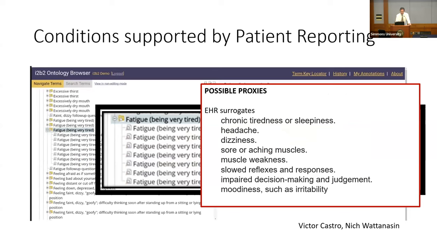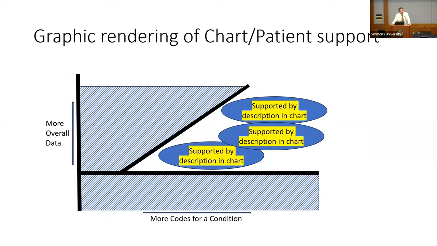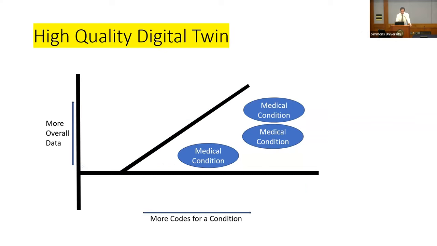And so now, getting back to our graph, we're only going to hold on to those conditions that are supported by evidence in the chart, right? So there has to be enough data on the patient. Computed phenotypes have to show those to be true, high quality renditions of what conditions are in the patient and supported by what's in the chart. And that's our high quality digital twin.